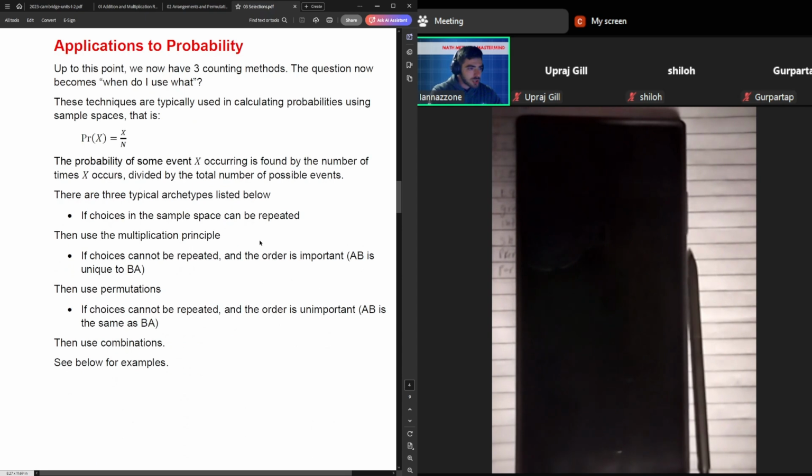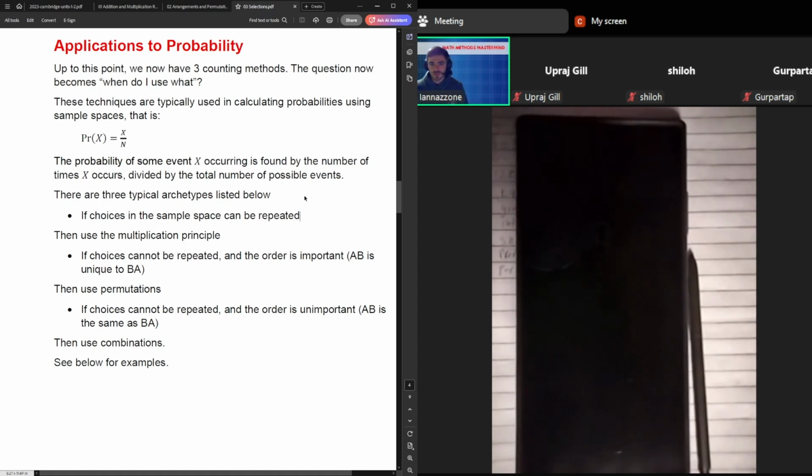As far as applying this to probability, up until now, we've seen more or less 3 different ways of going about things. You could use the multiplication principle, just without any of the other stuff involved. That would be where you do your positions, where you have r number of positions for a thing and n total choices, or n as your total sample size. You would use that, the multiplication principle, if the choices in the sample space can be repeated.